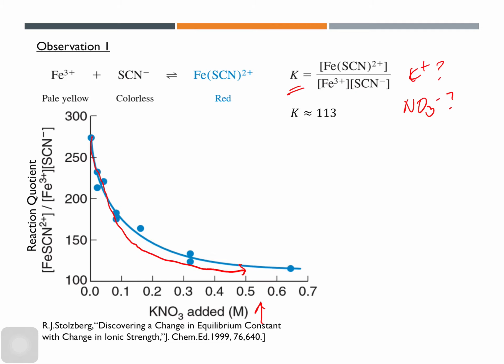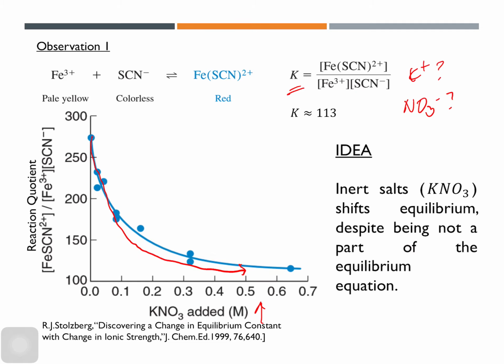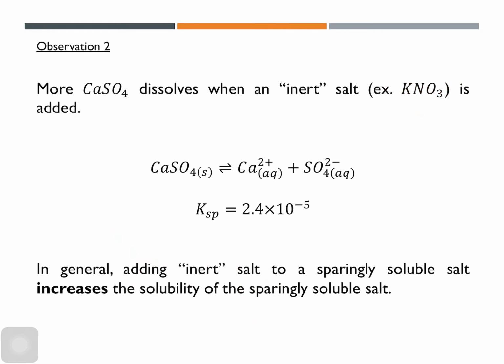So that's the first idea. The idea we can get here is that when you add inert salts, it shifts the equilibrium despite not being a part of the equation. There's no potassium here, there's no nitrate ions here. However, it still affected the equilibrium constant or the reaction quotient. The second observation is that this can be done in an experimental lab. However, due to COVID-19, we can't do that.